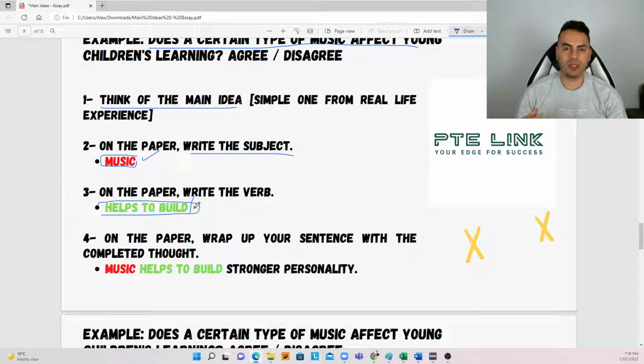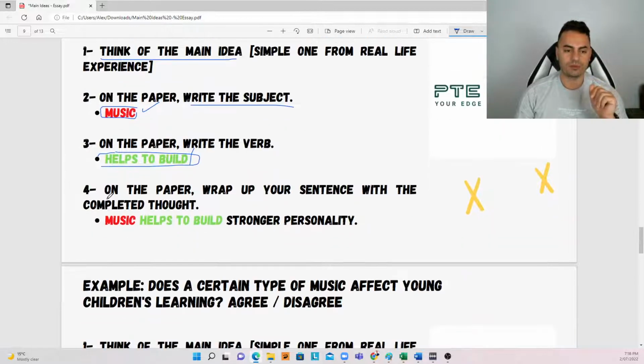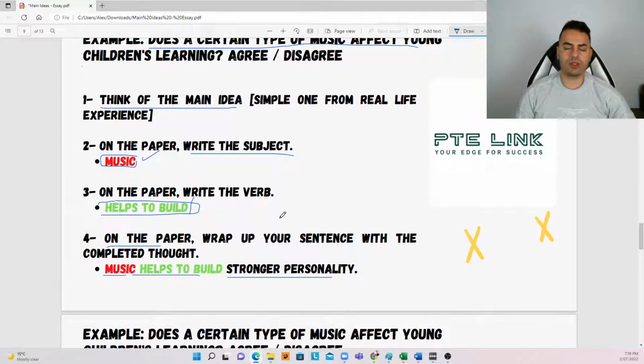And once you reach here, it will be so easy, guys, for you to finish the sentence with a completed thought or an object, okay? So what I did here, on the paper, I'm wrapping up my sentence with a completed thought. So I said, music helps to build stronger personality. Done. That's your main idea number one. So if you are talking about the advantages of music, if you end up getting this sentence, your writing score will be boosted. Another example.